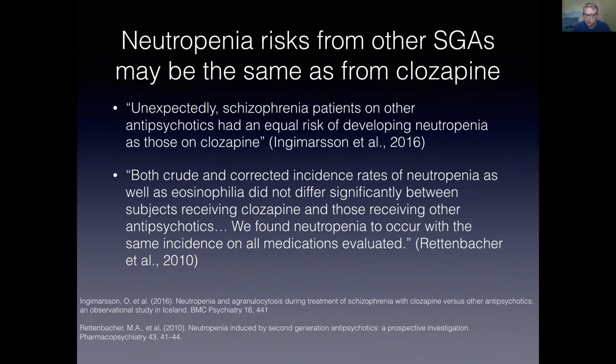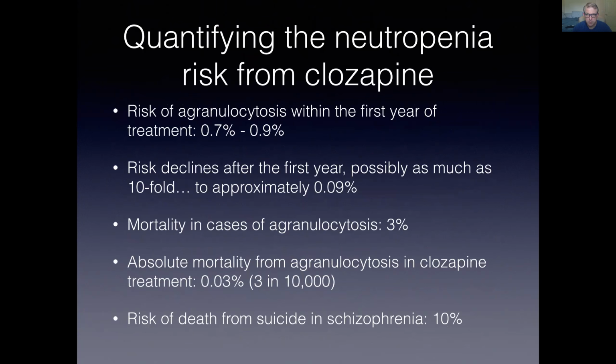And I say second-generation because, in fact, the risk of hematologic adverse events is higher with second-generation drugs compared to first-generation drugs. So what exactly is the risk, coming back now to just clozapine as a consideration, what exactly is the risk of agranulocytosis? As I said in the beginning, it's kind of small. The risk of agranulocytosis within the first year of treatment is probably no more than 0.9%.